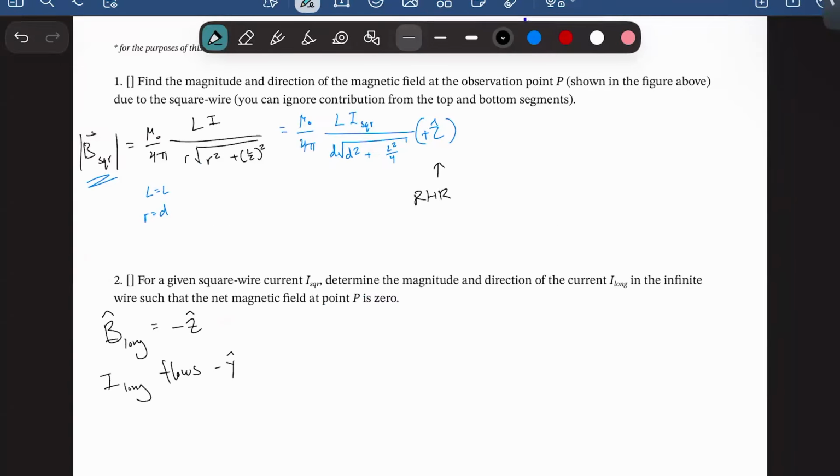So B long points in the negative z, but I long flows down in the negative y direction. But we still have to find the magnitude of this magnetic field.